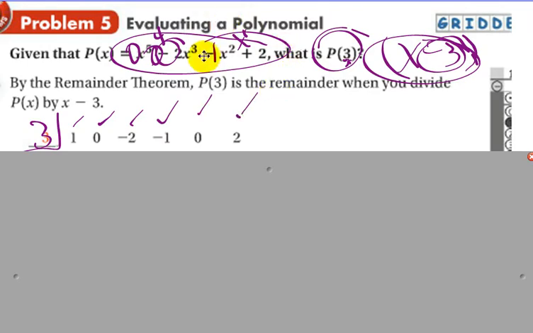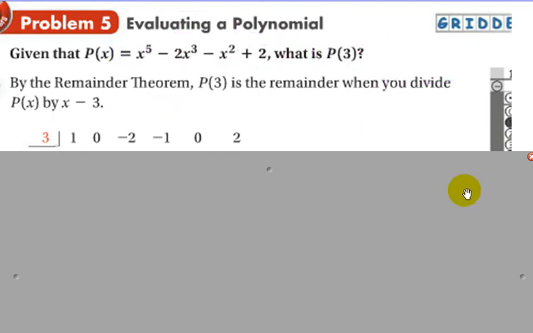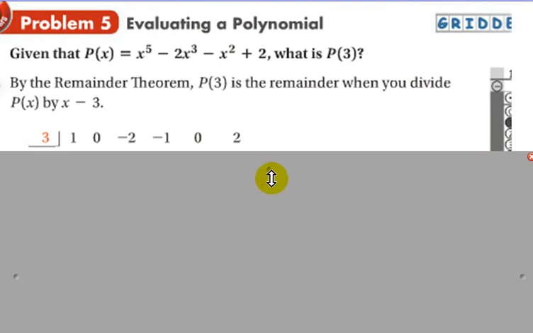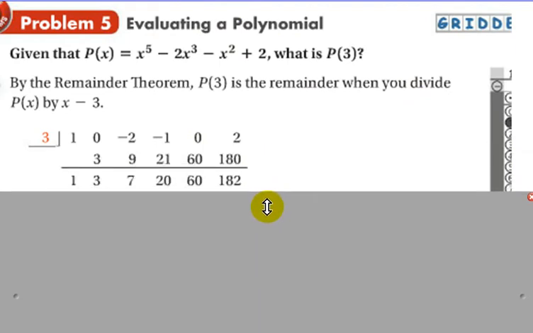Everybody see that? And it might help you better to just write it out, x to the 5th plus 0x to the 4th plus -2x cubed plus, and so on and so forth. It might help you write it all out first, other than just wing it like we just did. Okay. So now that we have that, we're just going to do our synthetic division.